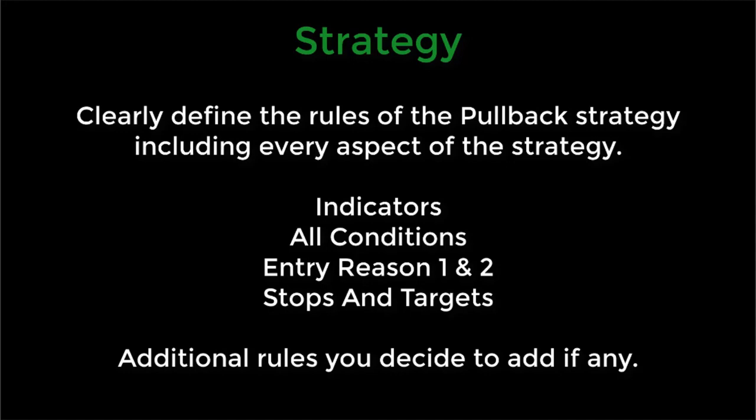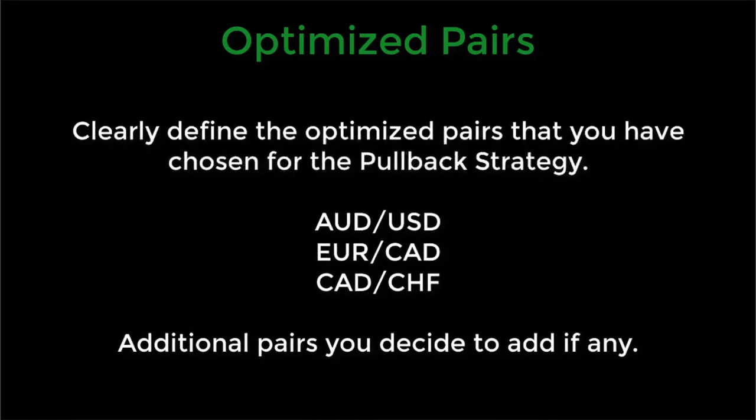So after we have the strategy in our trading plan, we've defined all the rules, including the indicators, the conditions, the entry reasons, the stops, and the targets, along with any additional rules you've added. The next thing we want to add into the trading plan is going to be the optimized pairs. We want to take a look at the optimized pairs we're going to be using in order to trade with.